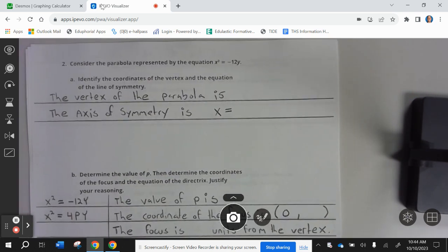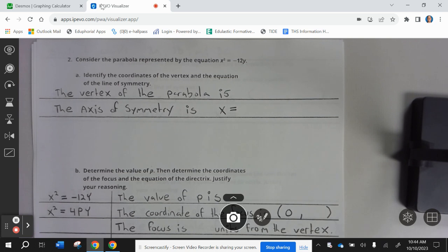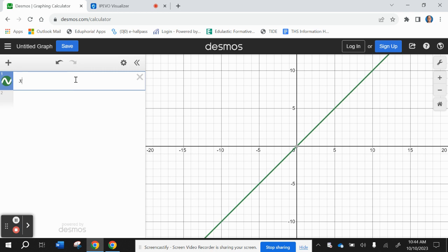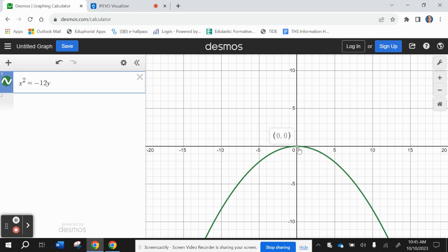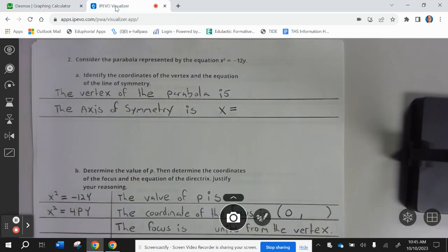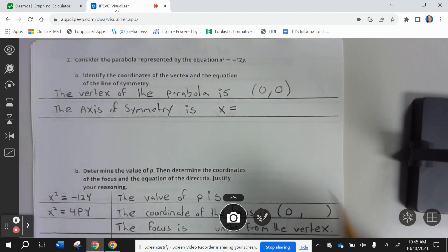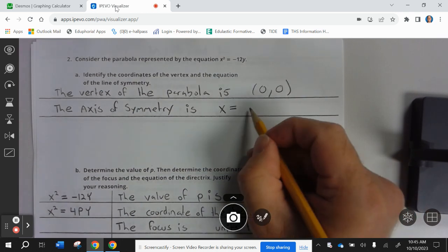Let's take a look. Consider the parabola represented by the equation x squared equals negative 12y. Let's find the vertex and the axis of symmetry. So we're going to come over here and graph x squared equals negative 12y. Our vertex is (0, 0). So the vertex of the parabola is (0, 0). The axis of symmetry is x equals 0.